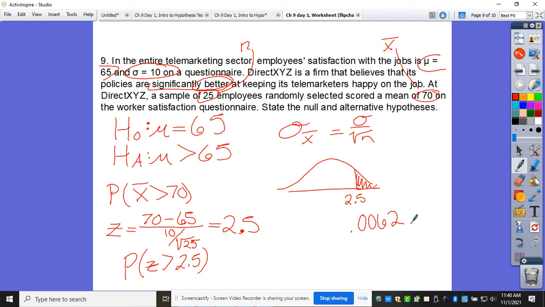So does this company have convincing evidence, like a court case, to say that they keep their telemarketers happier than other companies? We'll tie in that part. If this is saying hypothetical, if our company really was like everybody else, it would be so rare that this would happen, it would happen less than 1% of the time, which means what they said is not right. So I'm going to bring in my next sheet.